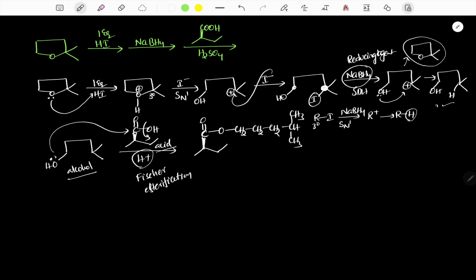Since this carbon is involved, this carbon's stereochemistry does not change. So with respect to this carbon, we can say retention in configuration.